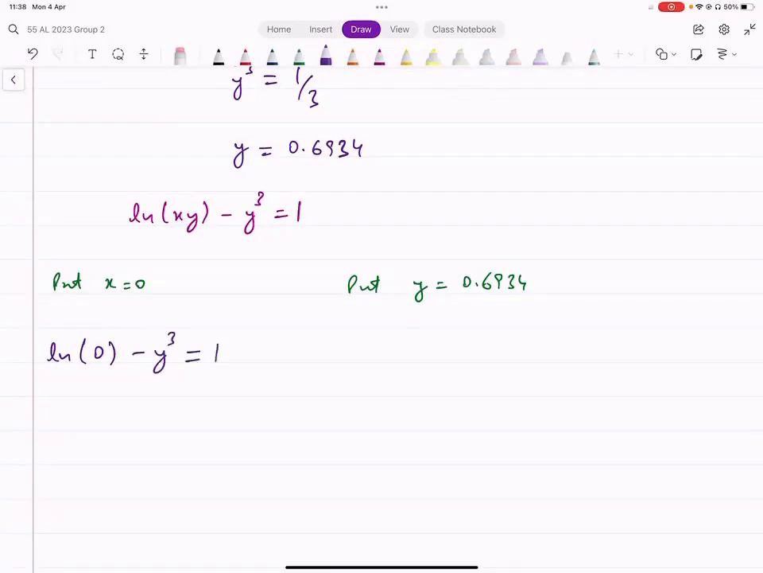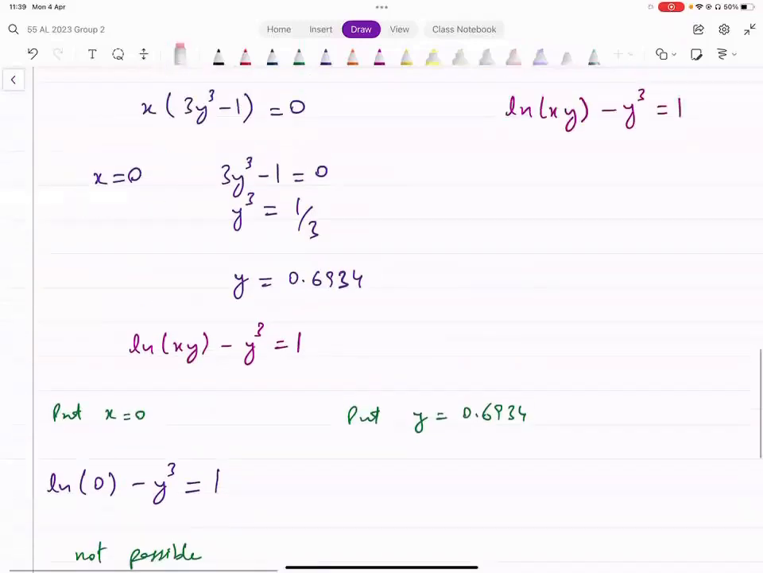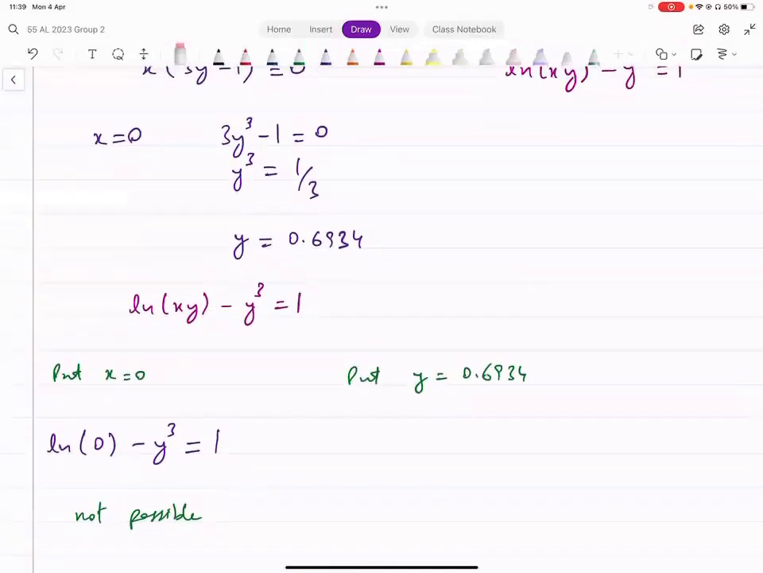Now, ln of 0 is undefined. ln 0 की तो कोई value नहीं होती. If you put this on your calculator, you'll get an error. So you don't get anything from this. ये possible ही नहीं है. x equals 0 के ऊपर उस curve के ऊपर कोई point है ही नहीं. x equals 0 के ऊपर वो curve ही undefined.